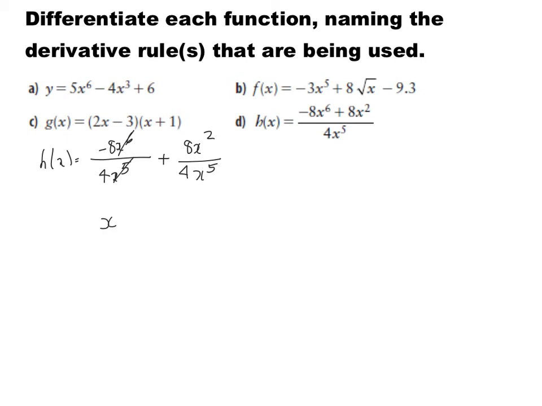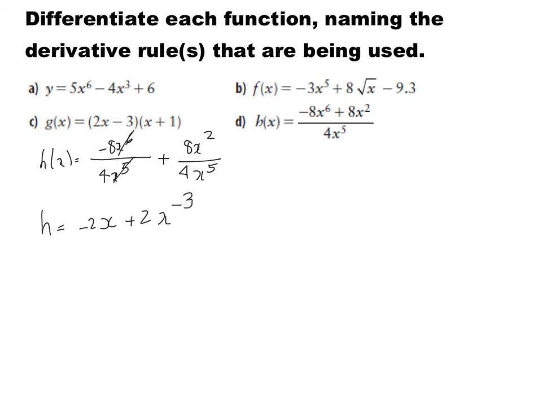Now this one simplifies, it gives me x exponent 1, which is x. Negative 8 divided by 4 is negative 2. So this is my h. Now 8 divided by 4 here gives me 2. X exponent 2 divided by x exponent 5 gives me x exponent negative 3.